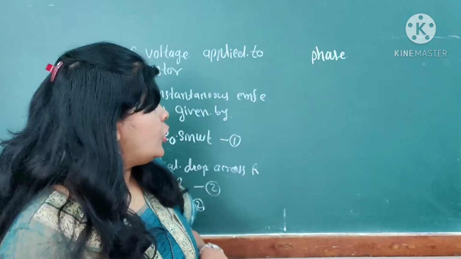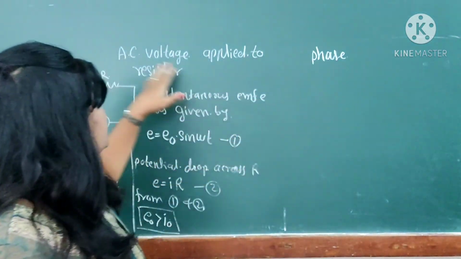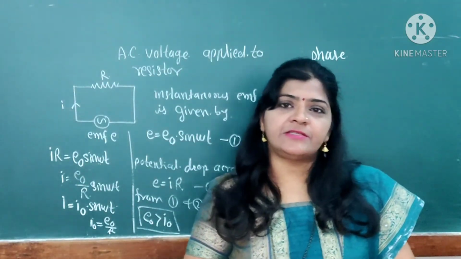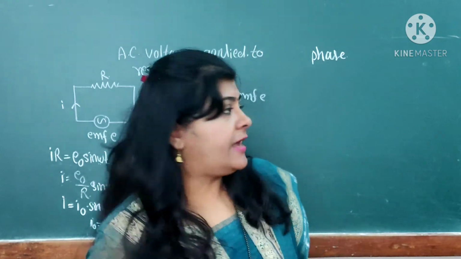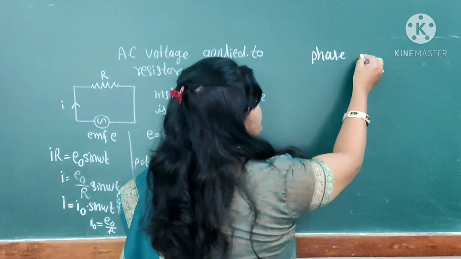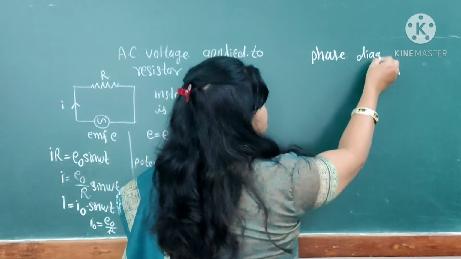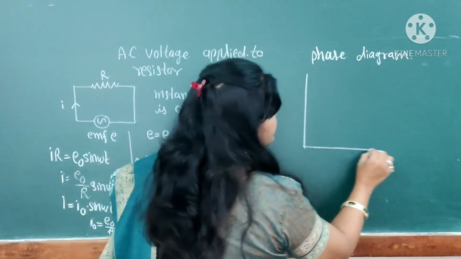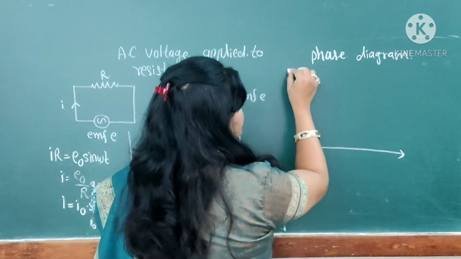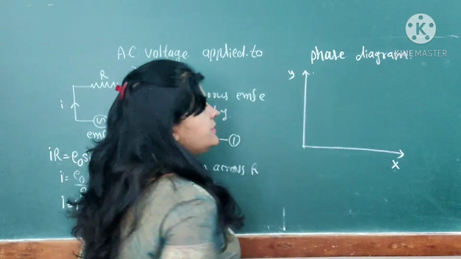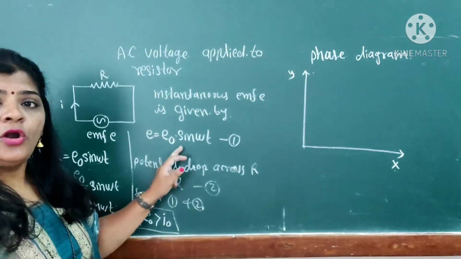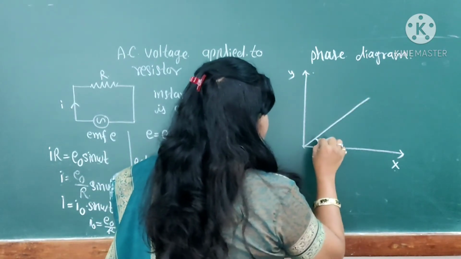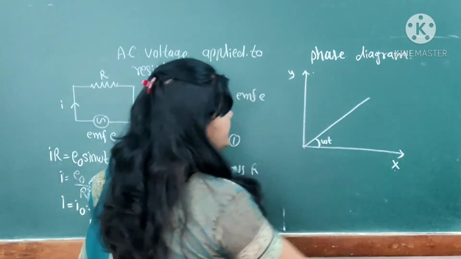And student, now we draw the phase diagram of this AC voltage applied to the resistor. If there is only a purely resistor, what is its phase diagram? The phase diagram of a purely resistive circuit. First take the x and y axis. This is the y-axis, and this is the x-axis. E is equal to E naught into sin omega t. It is a sin function. First, this EMF makes the angle omega t.